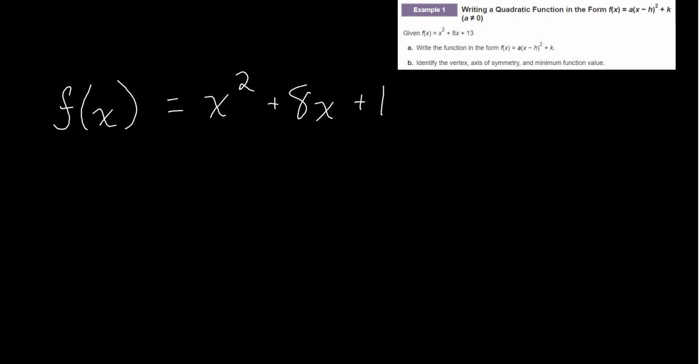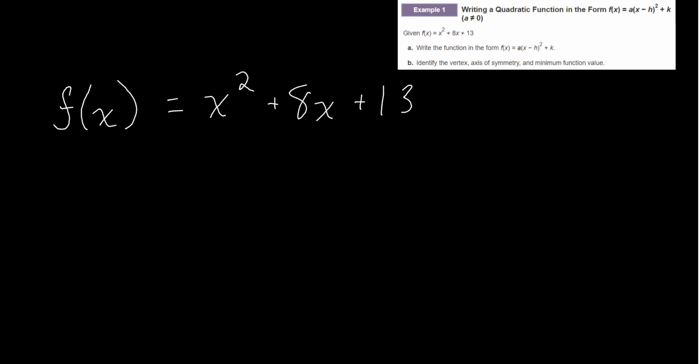So the first thing we need to do is remember completing the square. And if you need a refresher, you can go back and check out that video. But let's go ahead and write this out. So f of x is equal to x squared plus 8x plus 13.